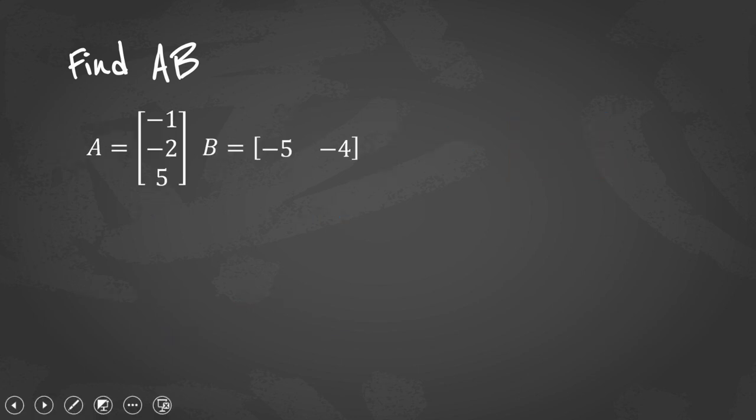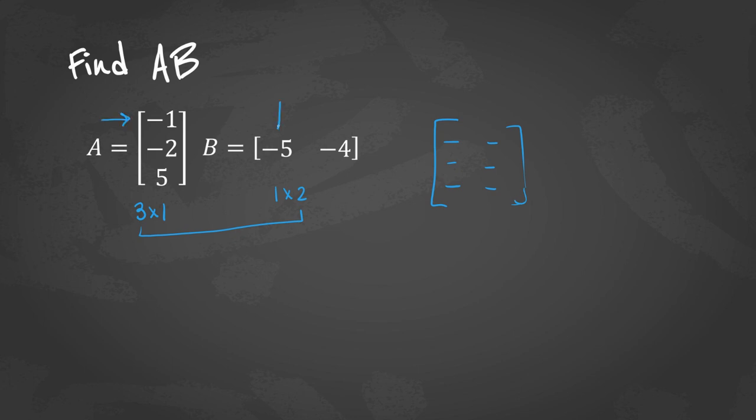Okay. Again, we're doing AB, so let's check the dimensions first. This is a 3 by 1, and this is a 1 by 2. So our inner dimensions are the same, which means that our answer is going to be a 3 by 2. So that means 3 rows, 1, 2, 3, and 2 columns. This is going to get a little interesting here. So top row, first column, I only have one thing to multiply. It's -1 times -5, which is 5.